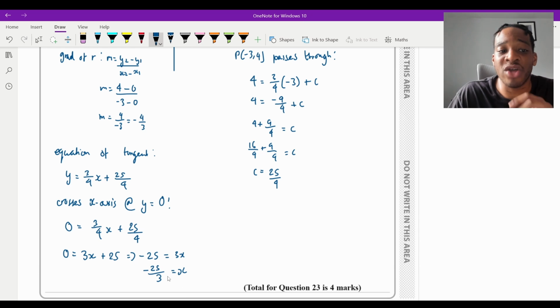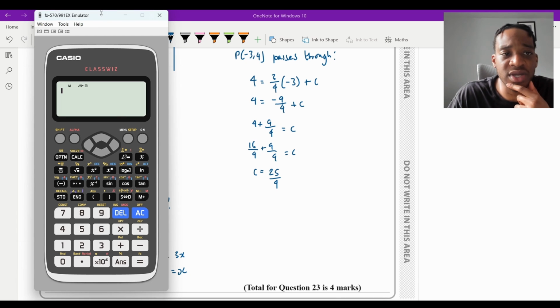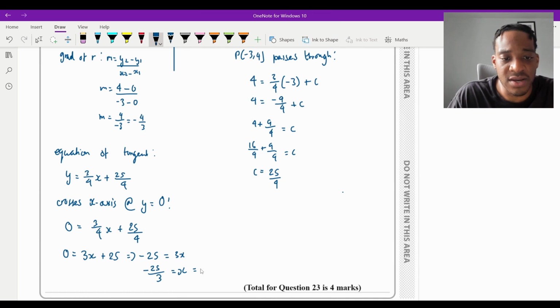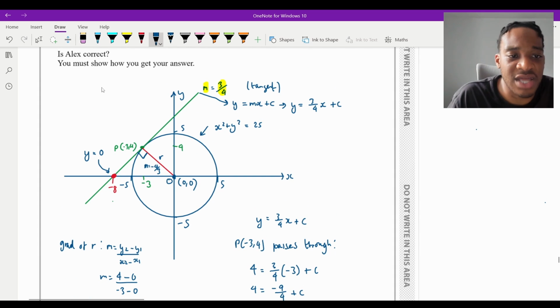And this value is where the graph crosses the x-axis. And last time I checked, this is not minus 8. But you could always double check this to be safe. So I'm going to put this into the calculator here. Minus 25 over 3 is equal to minus 8.3 recurring, isn't it? So that actually means that this value here that I labeled as 8 is actually not 8. It's actually minus 8.3 recurring.